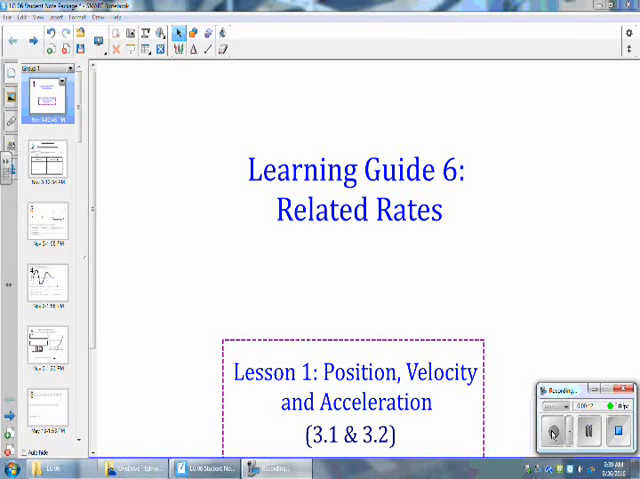Basically what we're going to be looking at in this learning guide is how derivatives actually help us in real-life situations. So we could be looking at a particle movement, and we can use derivatives to help us figure out, well, what is the velocity of that particle? And what is the acceleration of that particle? How much distance has this particle moved, and so on and so on. And derivatives are actually really going to help us with that.